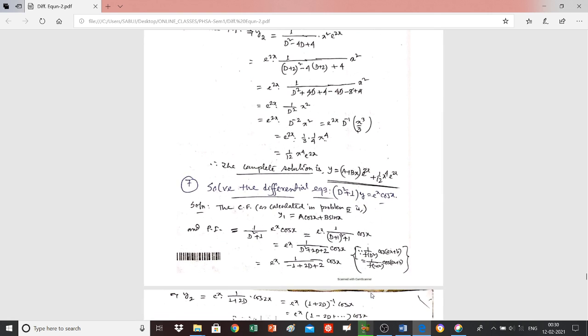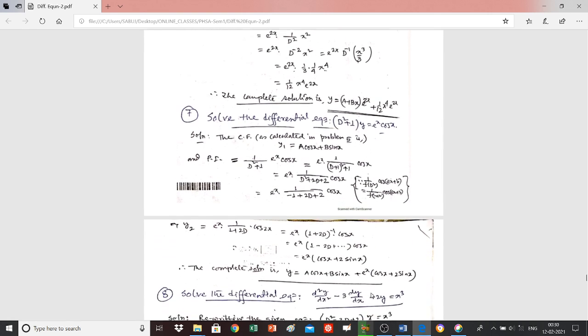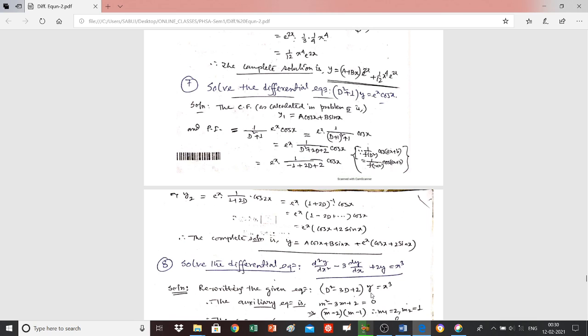Just go through that one. Another one is here: d squared plus 1 y equals e to the power x cos x. So this is the cos x case, and in that case the complementary function, just solve this: a cos x plus b sin x.